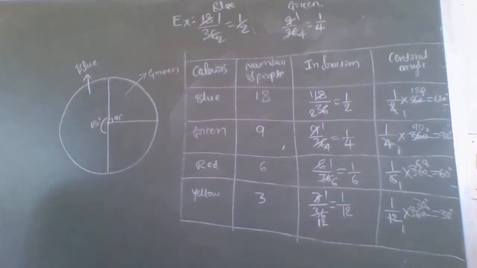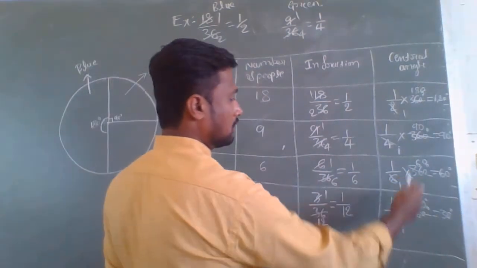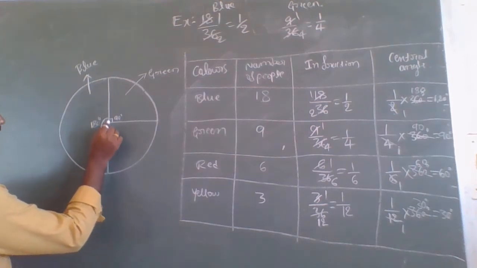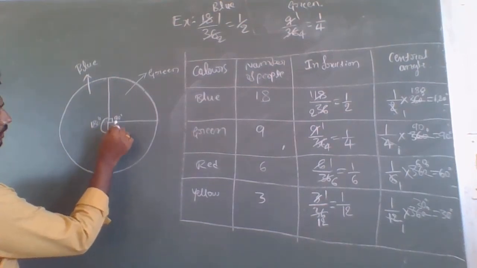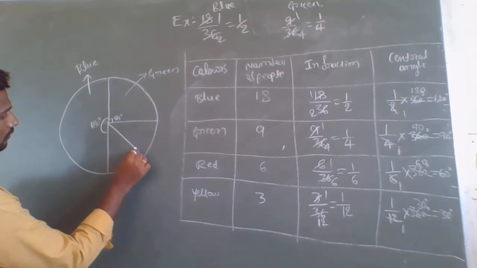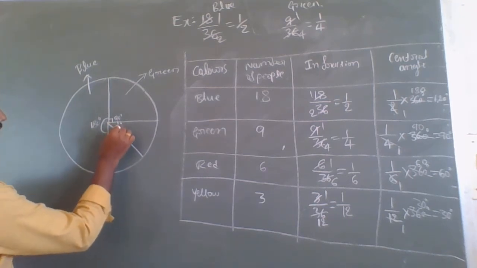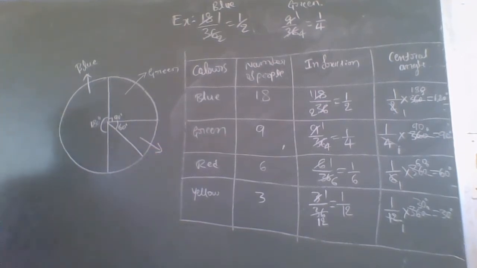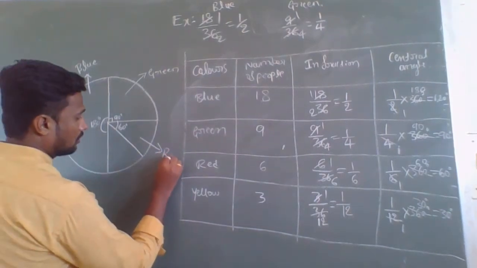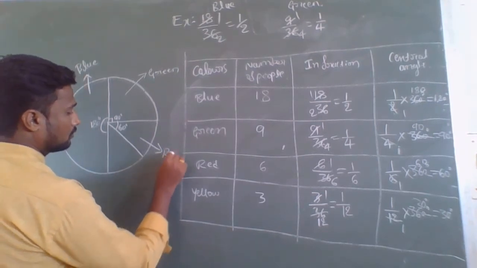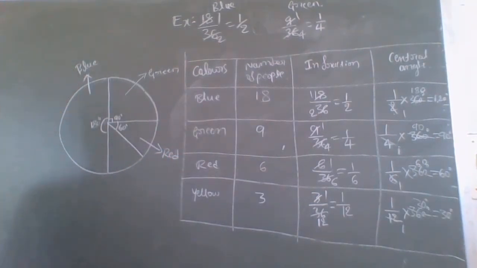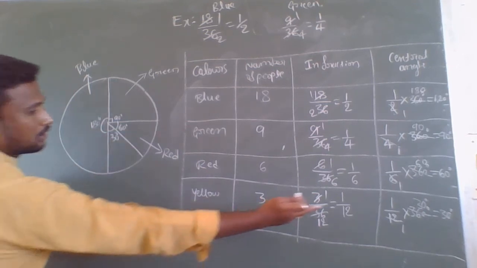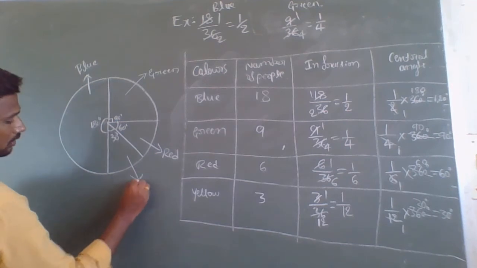Next, after green, next red color, which is 60 degrees. Place it on the point here and draw a line for 60 degrees. This is 60 degrees, and this represents red color. Next, remaining is 30 degrees. This is 30 degrees, which means the remaining color is yellow.